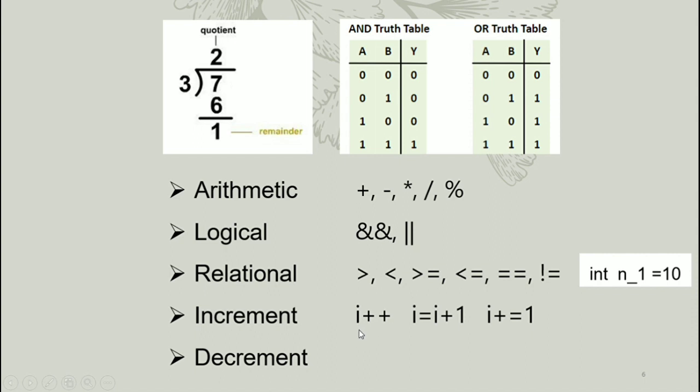If you want to increase 2 times, then you can write it as i + 2. So it will be incremented by 2. And the final i += 1 is the shorthand operator of i = i + 1. And the same goes for decrement also.